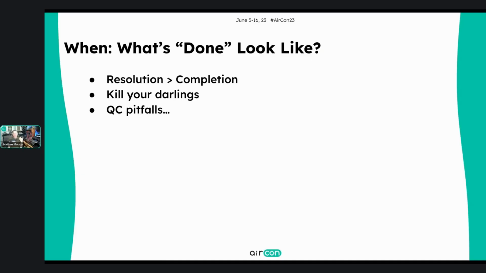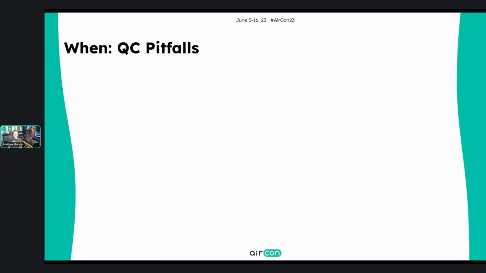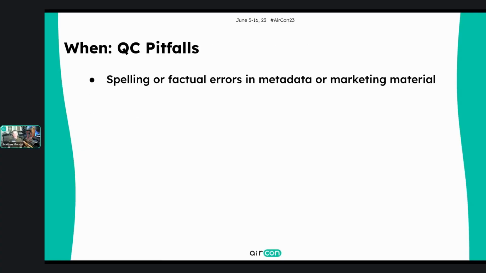And then as you go through alpha and beta testing, you're going to find some quality control pitfalls. And some of the most common ones I've seen in my own libraries before they ship, and in other libraries that have shipped, include spelling or factual errors in the metadata or marketing material. Filler assets. Definitely don't do this. All killer, no filler. And this has to do with killing your darlings on the last slide.